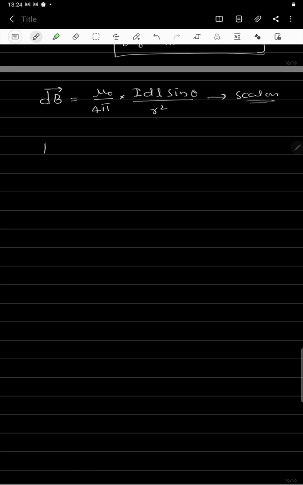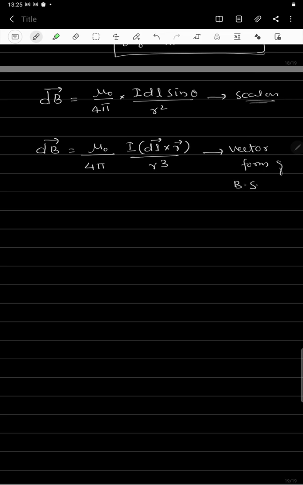Now we will write the vector form of the Biot-Savart law. This becomes mu naught divided by 4 pi, I into dl cross r, divided by r cube. So this is the vector form of the Biot-Savart law.